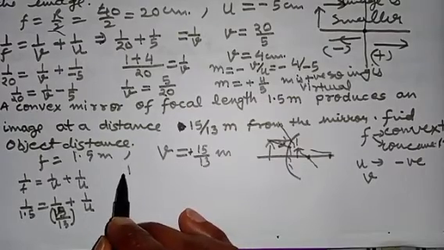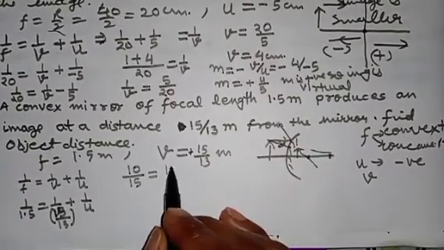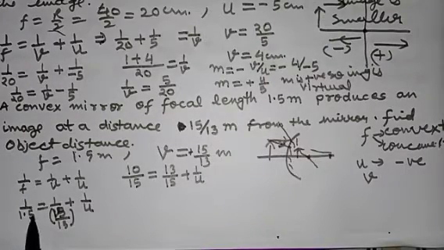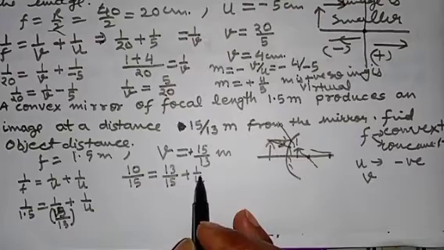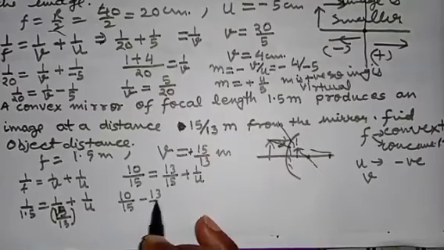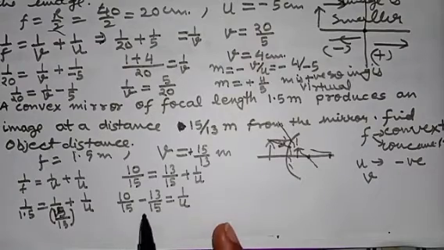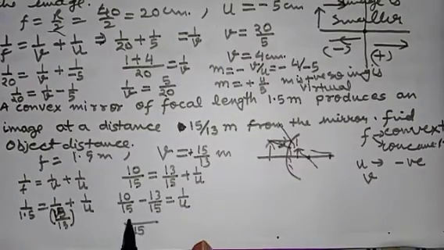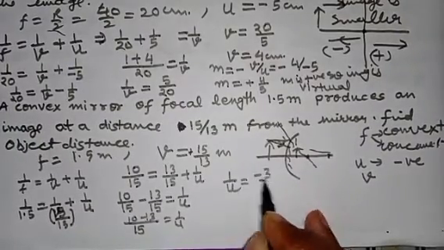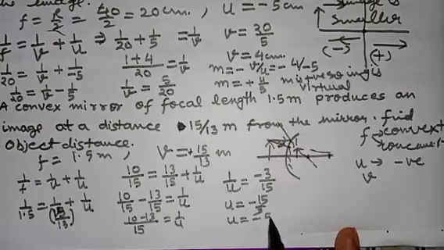Next step, instead of 1 upon 1.5 I'm writing 10 upon 15, and I think you know why I have done that. If you don't know, I just removed the decimal from here, so put a 0 over it. So now I'm taking this here, 10 by 15 minus 13 upon 15 equal to 1 upon u, and then common denominator, so 10 minus 13 equal to 1 upon u. So 1 upon u is equal to minus 3 upon 15. So u equal to minus 15 upon 3.